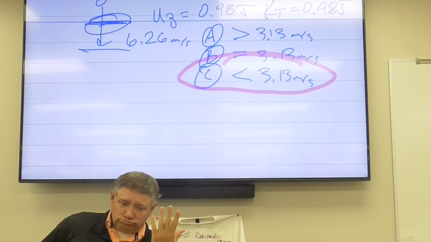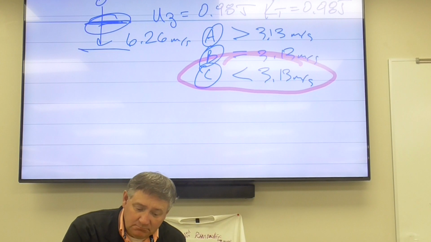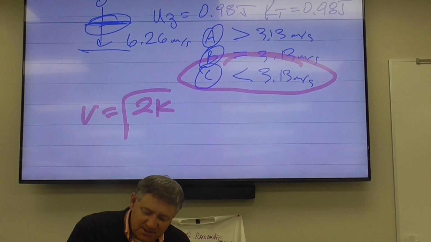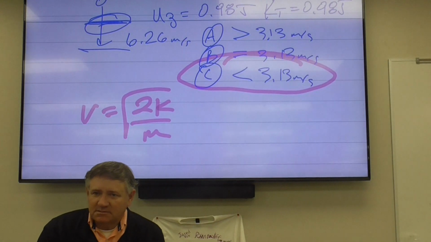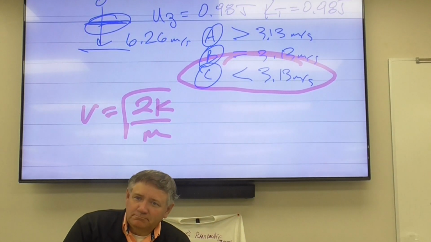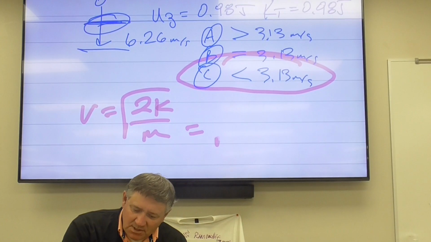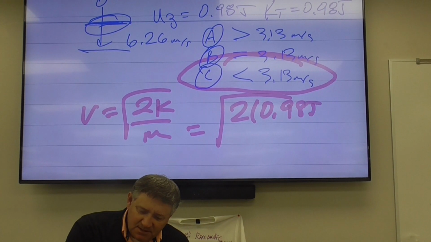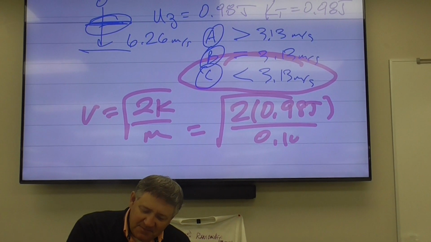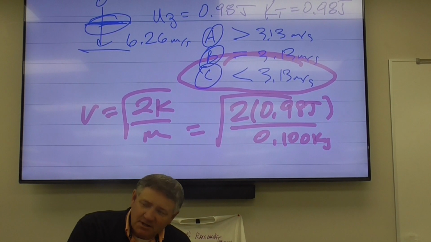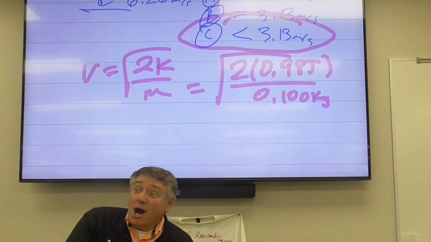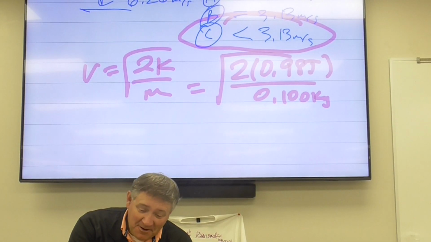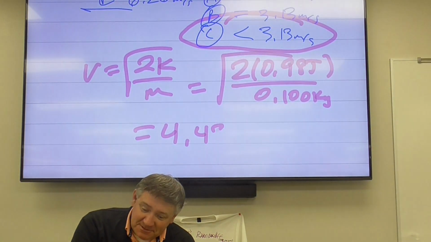Just solve. We're going to use the equation, right? So velocity is the square root of 2 times your kinetic energy divided by mass. True? Sure. So we have 2 times 0.98 joules, and we divide it by the mass of 0.1 kilograms. Sean, what did you get? I'm jumping on the A train. You got 4.43 meters per second.